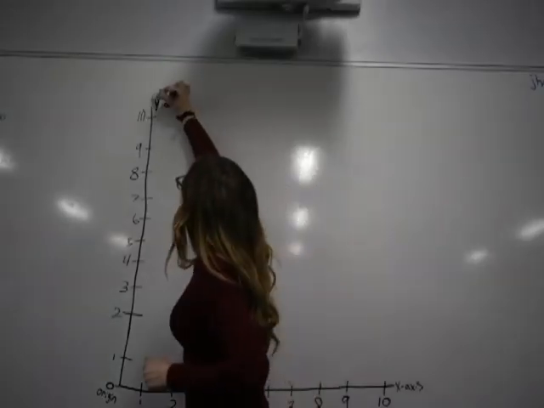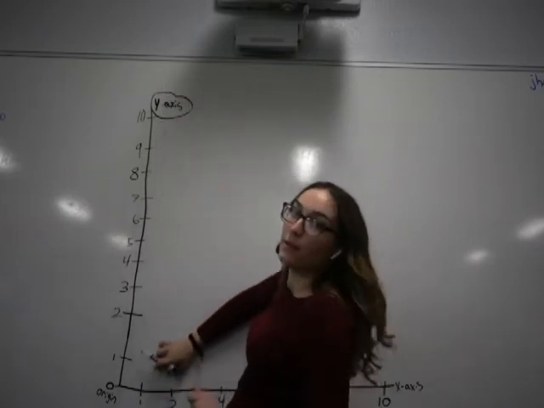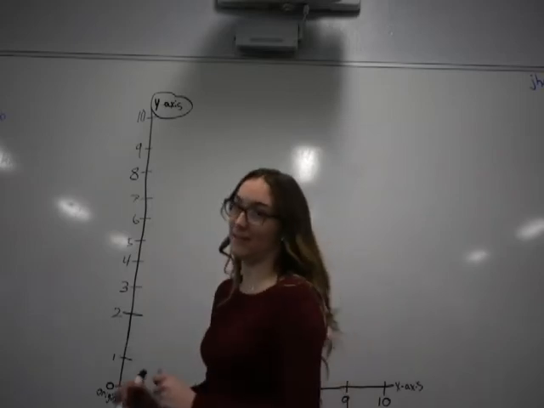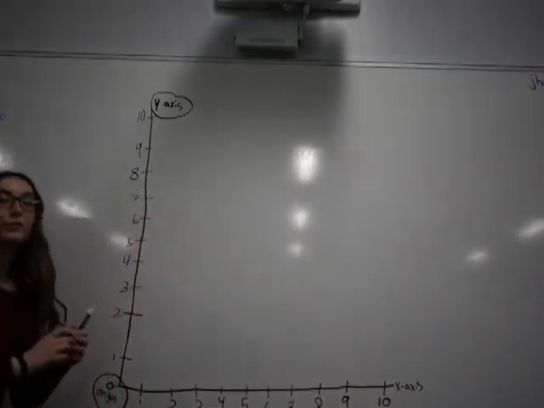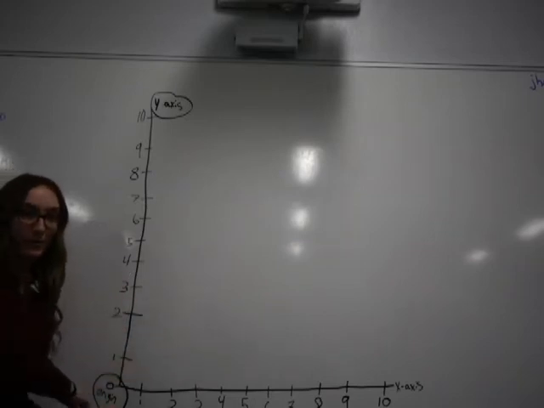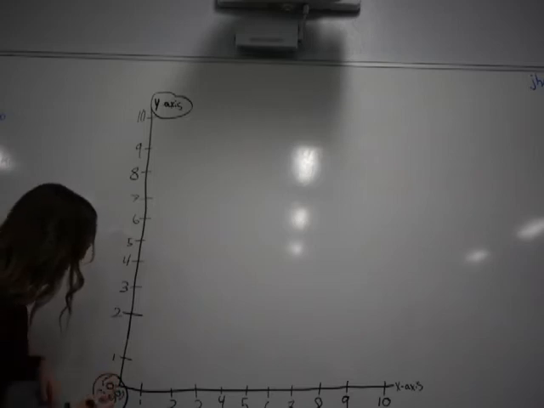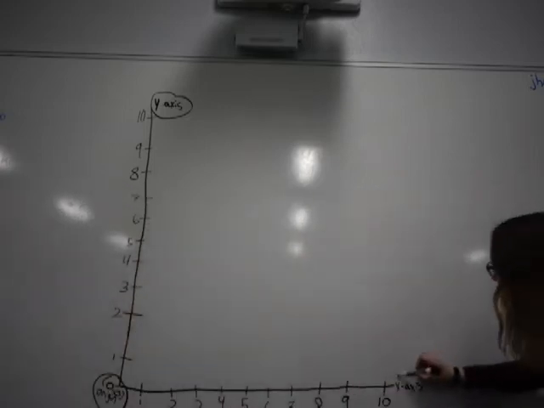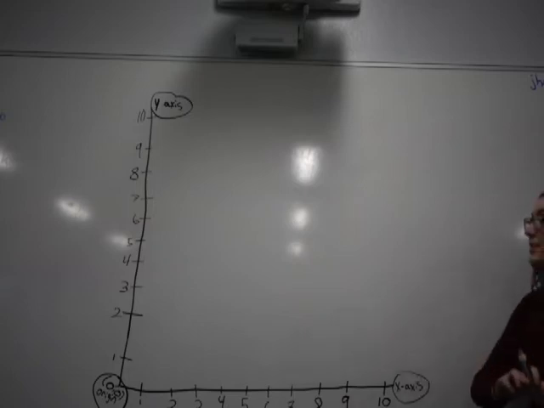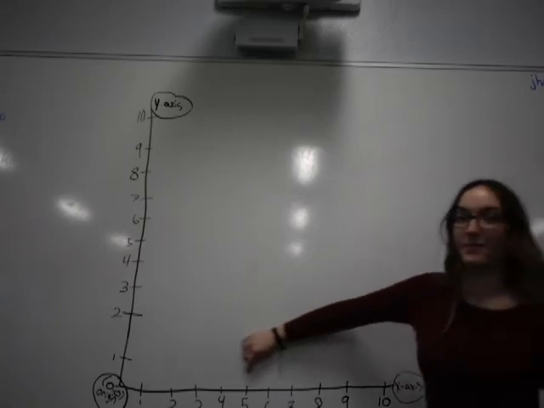So this one up here is your y-axis, which means this entire line is your y-axis. Here is your origin, which is where you start. You start at the origin, so 0, 0 down here. 0 for both, so 0, 0. Okay, and then over here is going to be your x-axis. So I'm just going to circle that, which means this entire line here is your x-axis.